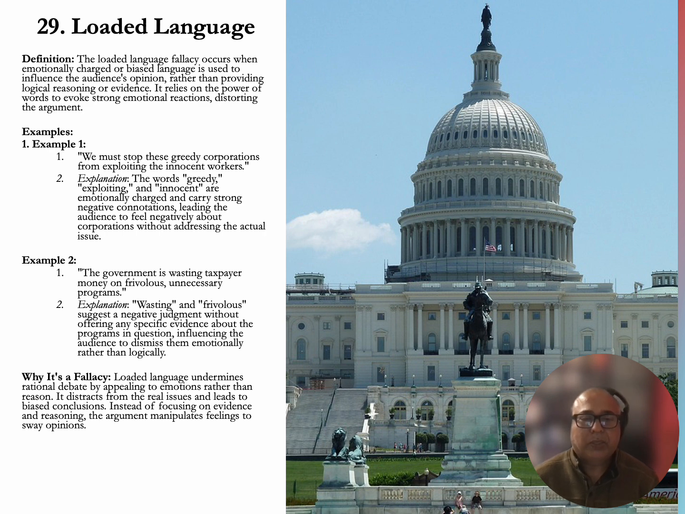Consider one example. We must stop these greedy corporations from exploiting the innocent workers. And there is an explanation of greedy, exploitation, innocent. They're all emotionally charged. That's a very, very strong type of logical fallacy. Strong words, emotional words. Second example, the government is wasting taxpayers' money on frivolous, unnecessary programs. Consider the explanation, right? And pay attention to the words. Frivolous, unnecessary, wasting. These are all very strong words to manipulate people's feelings.